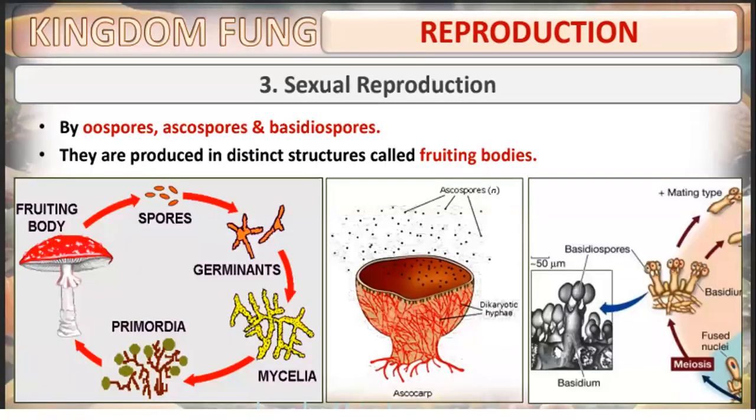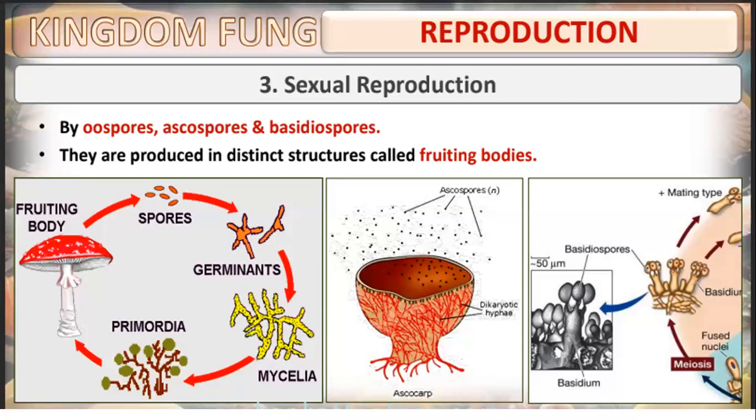Next is sexual reproduction, which produces zygospores, ascospores, and basidiospores. We'll be learning this in reproduction. Then we'll do classification of fungi, just like how we classified bacteria into new groups, and then we classified protista.